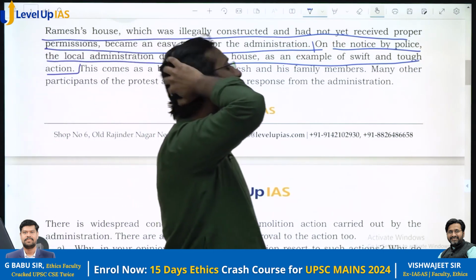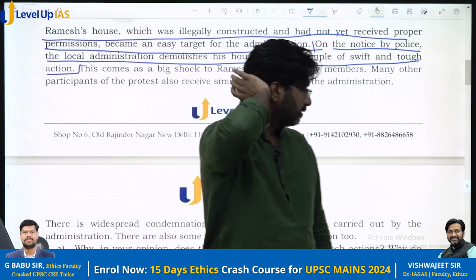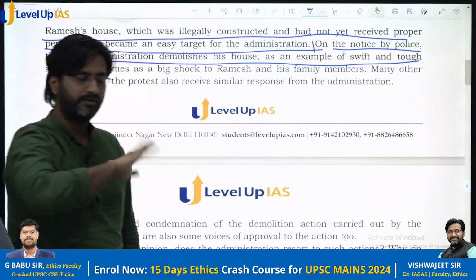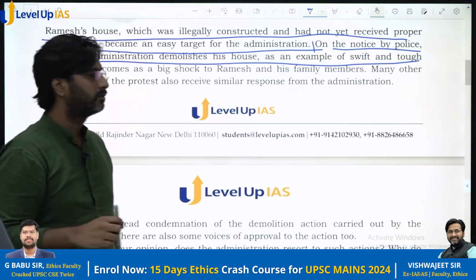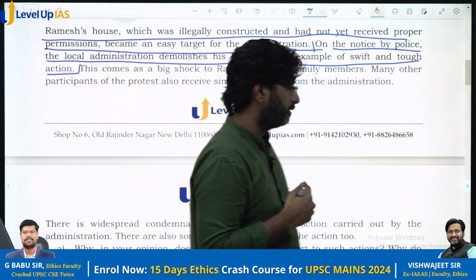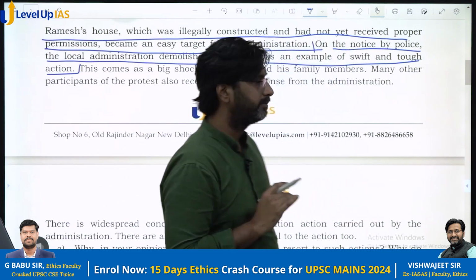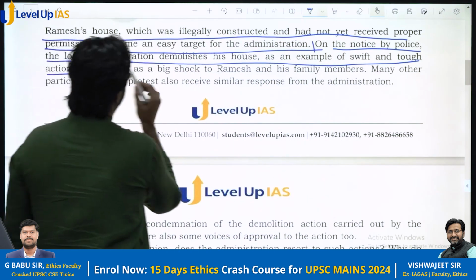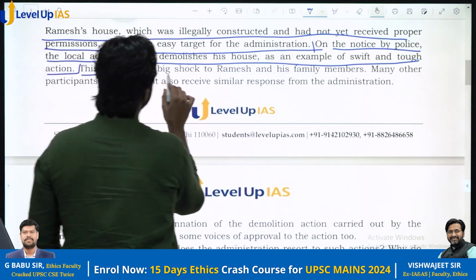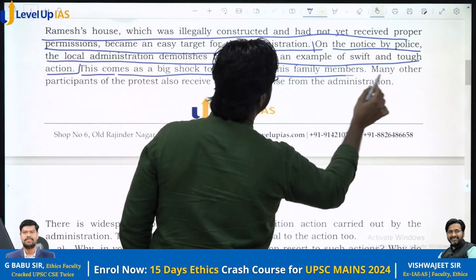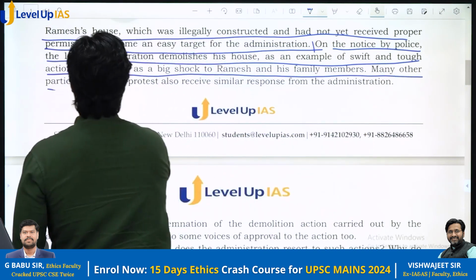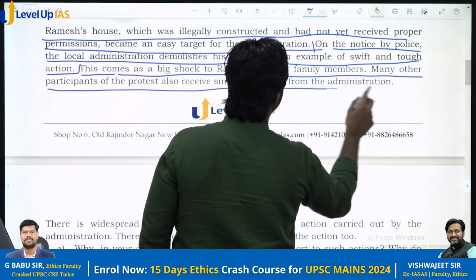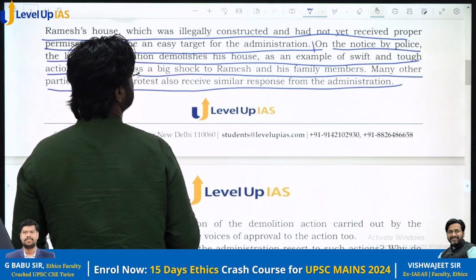Now here, what is the ethical problem here? The punishment is given connecting two different behaviors. So basically a lack of emotional intelligence from part of the police. Now rationality also. This comes as a big shock to Ramesh and his family members. Many other participants of the protest also received similar response from the administration.